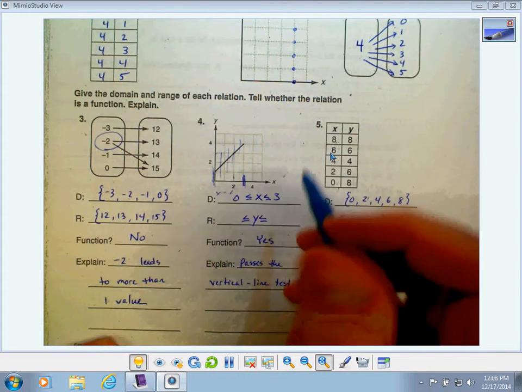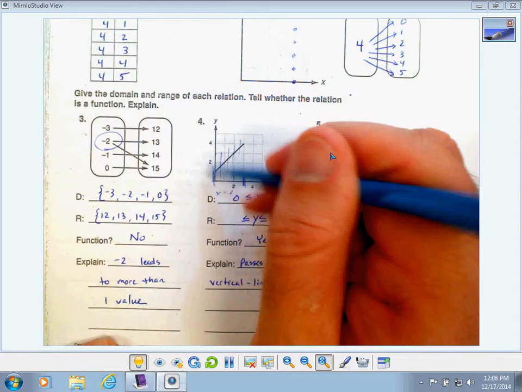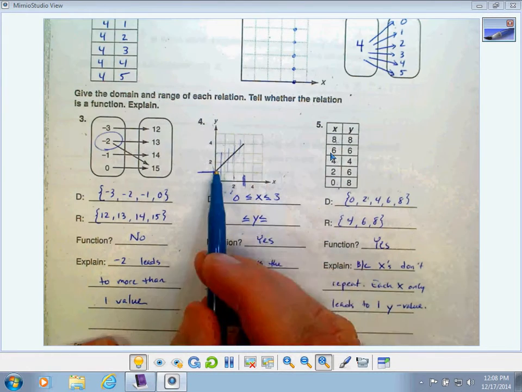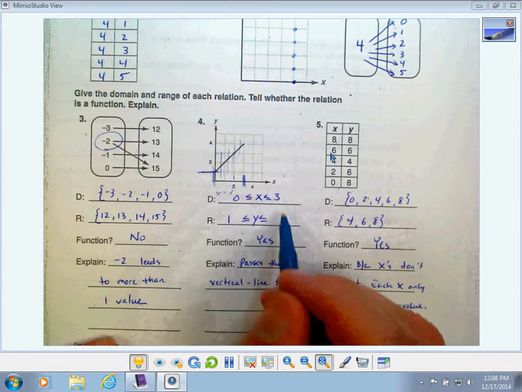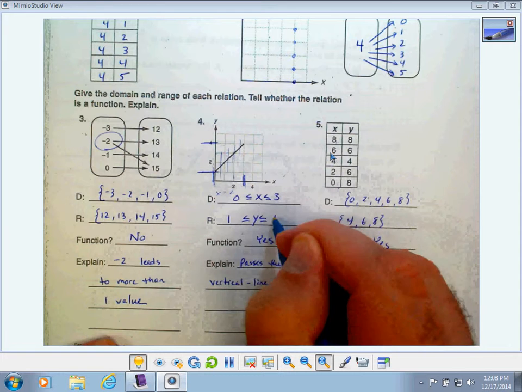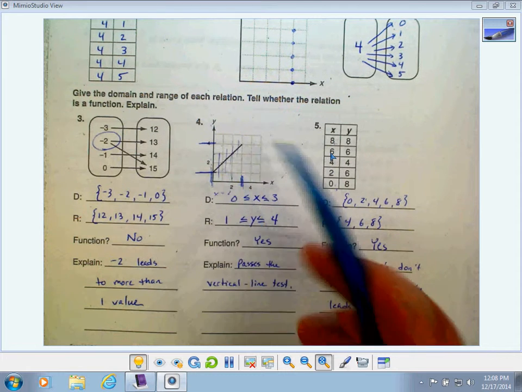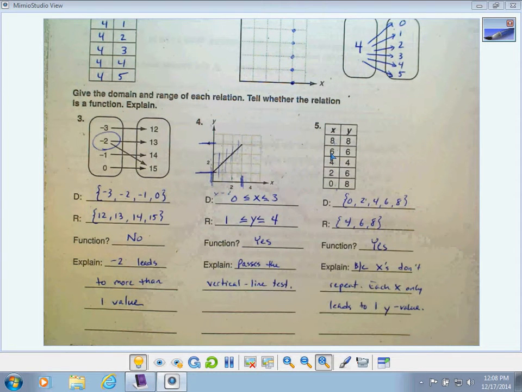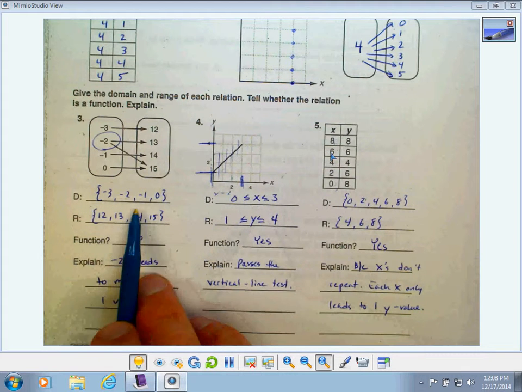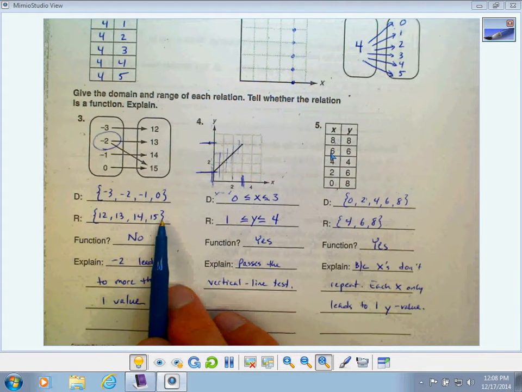So then I look at the range, which is up and down on the y-axis. What is the lowest it ever gets? Right here at 1, and the highest it ever gets is 4. So that's the range. So when you have a graph that is continuous, that has a line like that, you're going to have to express domain and range in a notation like this, as opposed to listing all the numbers like we did in the other ones.